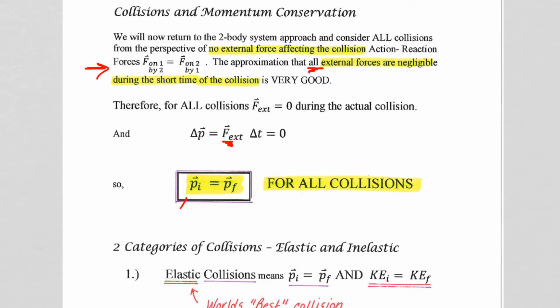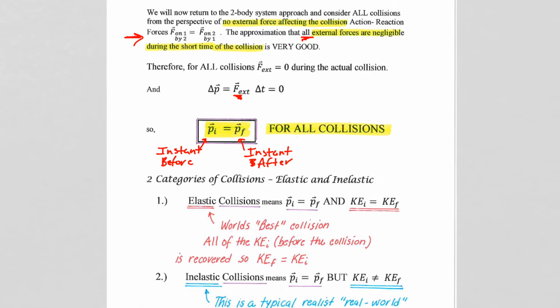So P initial is only for the instant before the collision, and P final is only for the instant after the collision. And as I said, once we have the velocities after the collision, now we can let external forces affect the motion, but not during the collision.